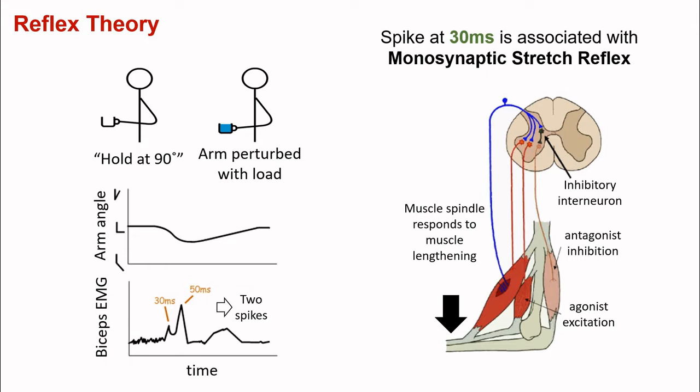The afferent signal that we see going into the spinal cord also has connections to antagonist muscles, such as the triceps. Inhibitory interneurons decrease alpha motor neuron activity to the triceps.